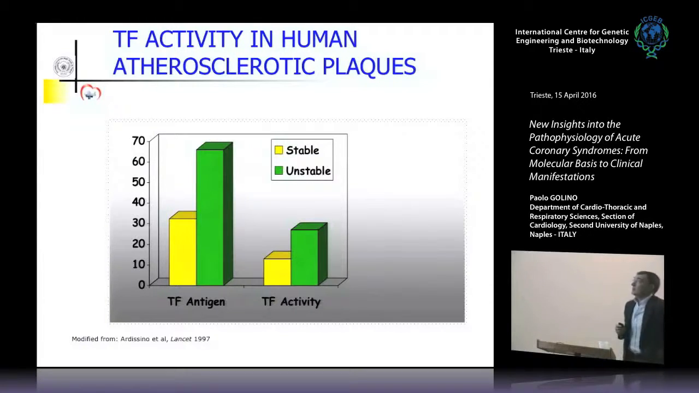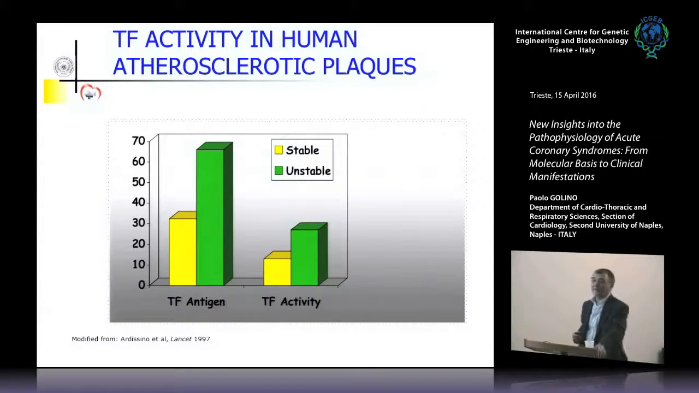And in this paper, interestingly, we can see that both tissue factor antigen and activity is much higher in atherosclerotic plaques obtained from patients with unstable angina as compared to patients with chronic stable angina. So in the acute phase, there is some kind of upregulation of tissue factor within the atherosclerotic plaque.